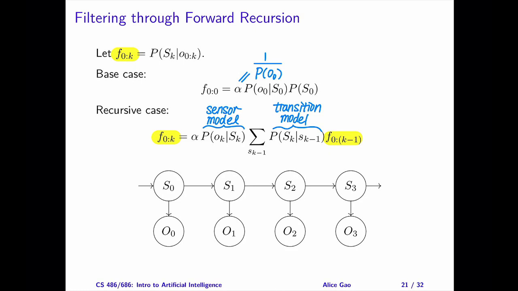Also, we have a summation over the two possible states at time k minus 1. Finally, alpha is again the normalization constant. We don't need to know what it is. It simply means that once we derive the two values, we need to normalize them so that they're valid probabilities.